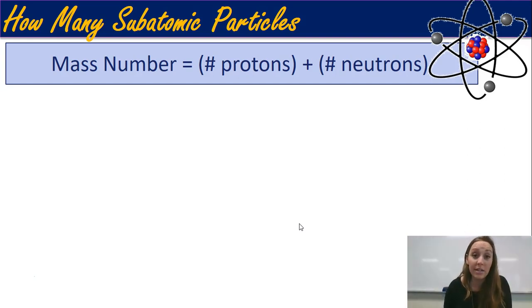We don't count electrons here because electrons are so tiny, they don't even add to the mass of an atom. That's how incredibly small they are. So we're just counting up the total number of protons and neutrons.